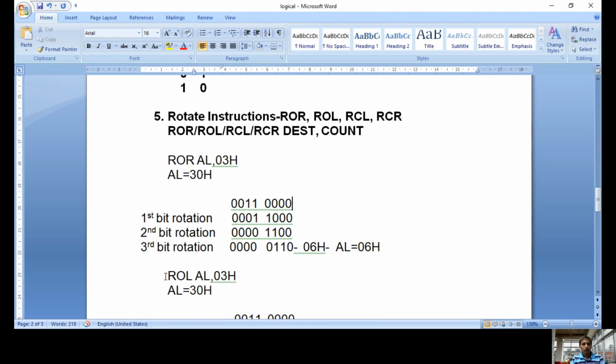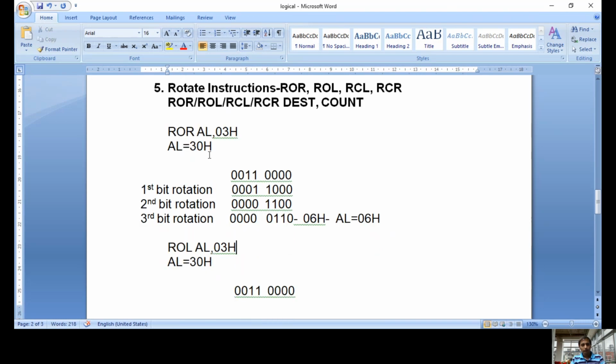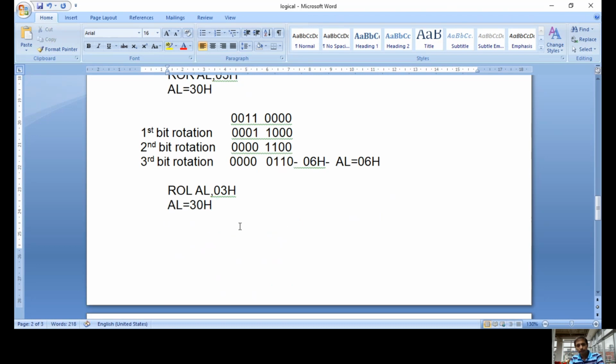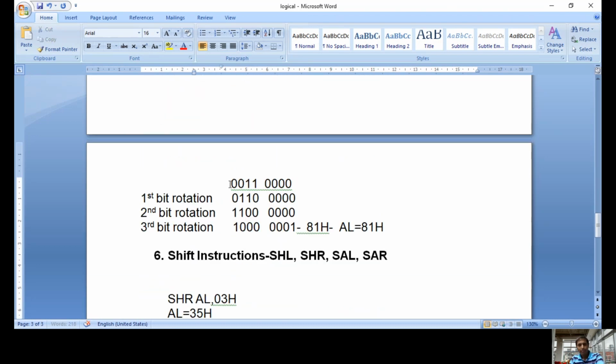Let us see what ROL is. ROL is rotate left. The same destination is rotating to the left side by a count of 03. For example, I'm taking the same AL with the value 30H. 30H means 0, 0, 1, 1, 4 zeros. Initially AL has the value 30H. Now let us see rotate left. Rotate left means the rotation is to the left side: the MSB bit will occupy the LSB position, then the remaining bits will adjust accordingly, occupying the remaining space.